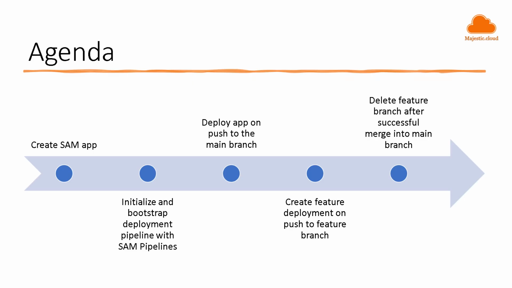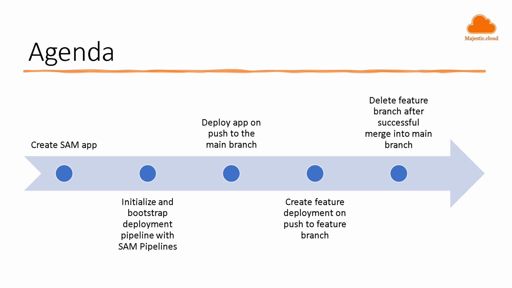So let's see a little bit the agenda. First of all, we are going to create a small little SAM app with SAM init. Then we're going to initialize and bootstrap the deployment pipeline with SAM pipelines. Then we're going to show how whenever you do a push to the main branch, the app will get deployed on the dev and prod stages, and it will also run the tests.